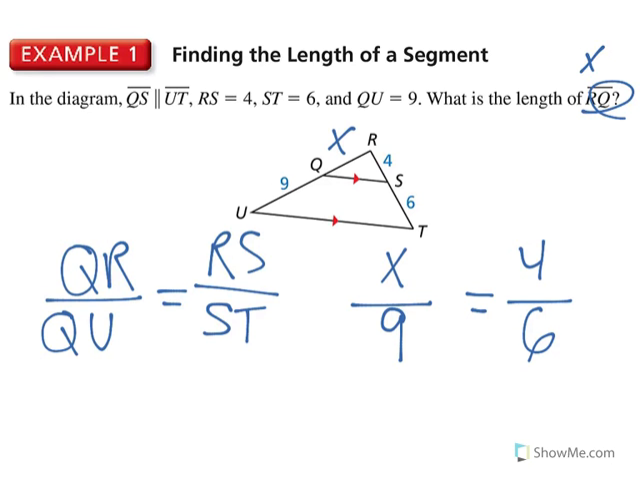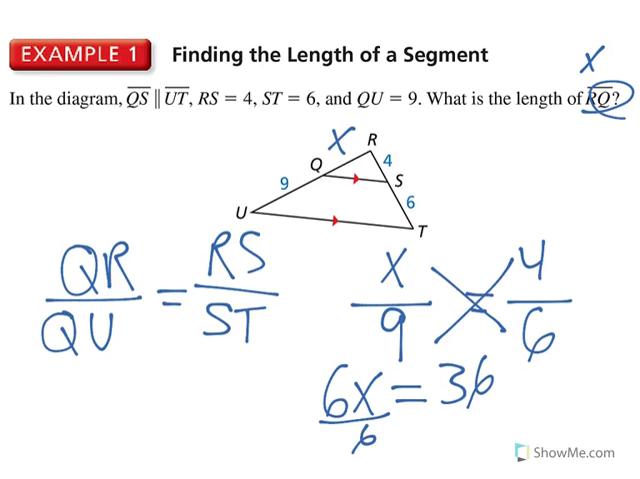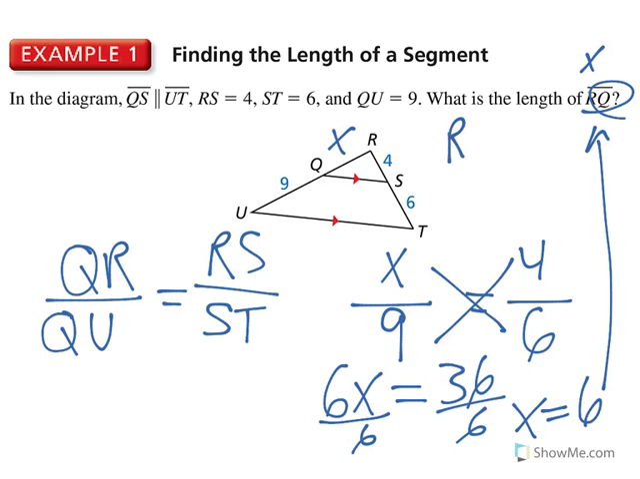Now that I have these proportions set up, I can cross multiply and solve. So if I do X times 6, that gives me 6X. 9 times 4 gives me 36. And so now I'm just going to divide to get X by itself. So I get that X is 6. So X was my RQ. So that means I have RQ is equal to 6. Okay, my proportions were able to let me solve for that.